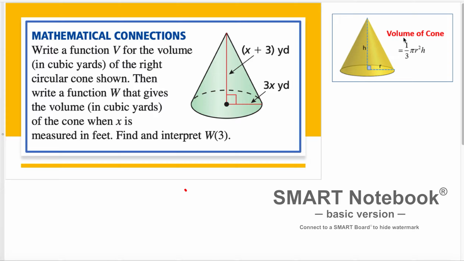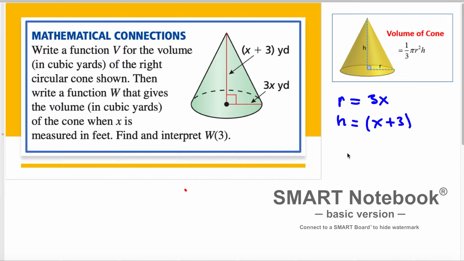So first of all, let's see the formula for the volume. V is equal to 1/3 pi r squared h. But r here, as we see, is equal to 3x. I'm not writing the units, it is in yards. And h is equal to x plus 3. And I'm not writing the units in yards.